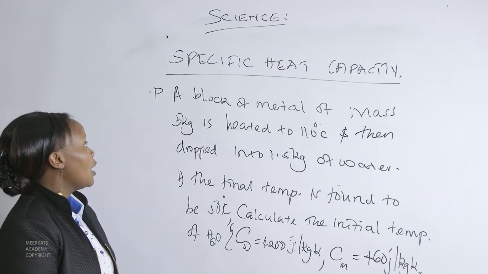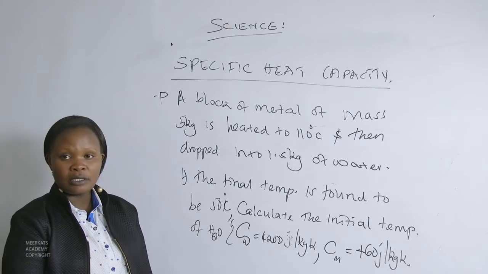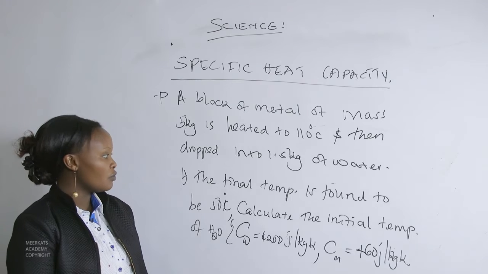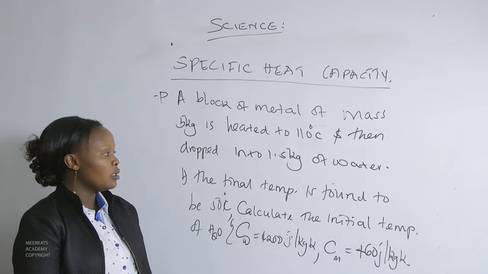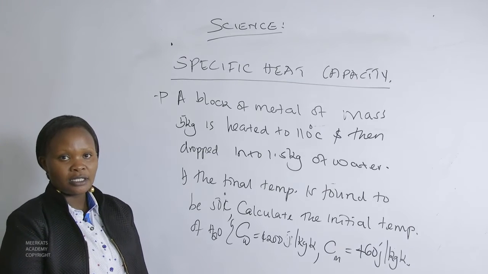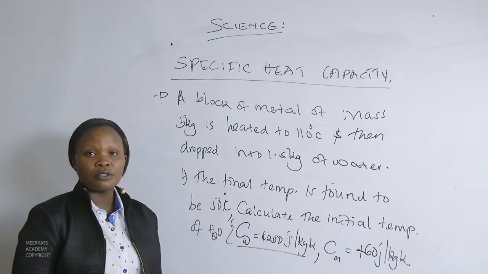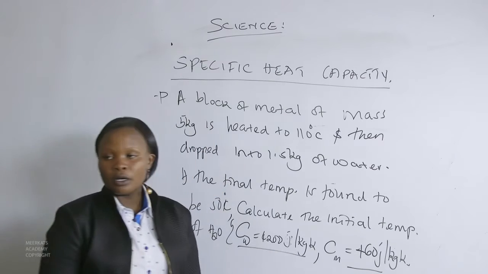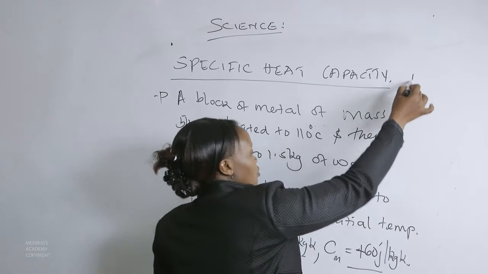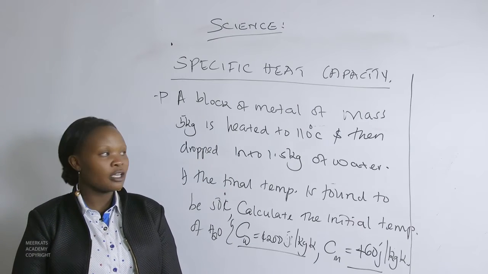Now, the question reads: a block of metal of mass 5 kgs is heated to 110 degrees centigrade and then dropped into 1.5 kgs of water. If the final temperature is found to be 50, calculate the initial temperature of water, taking the specific heat capacity of water to be 4200 and that of the metal block to be 460.